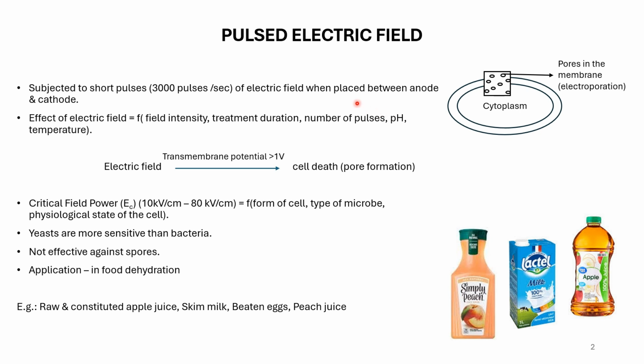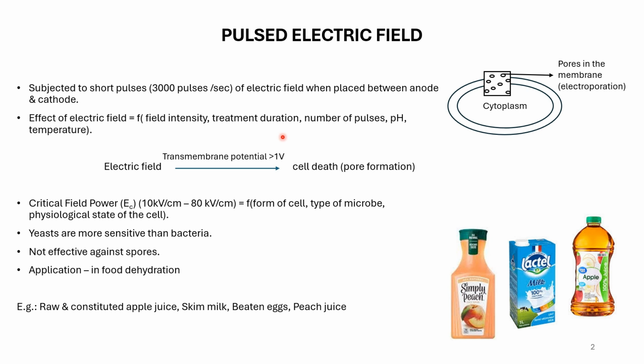When you place food containing microbial cells between two electrodes and apply an electric field, what you see is that the transmembrane potential of these microbial cells changes. Now transmembrane potential is nothing but the amount of energy or the work done in order to move a small amount of proton across the cell membrane.